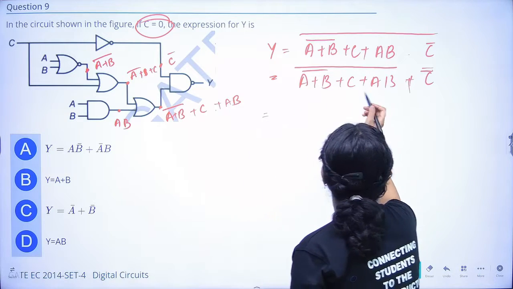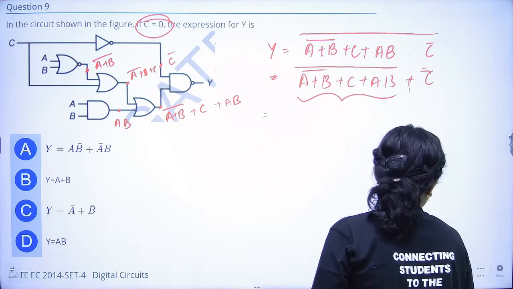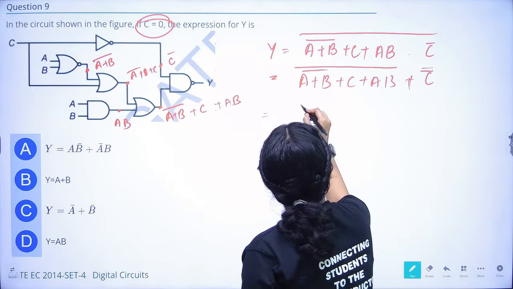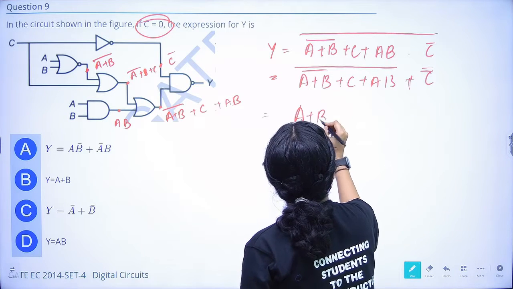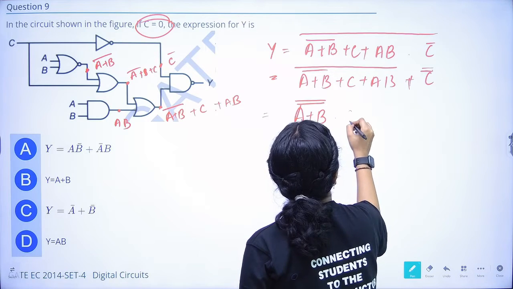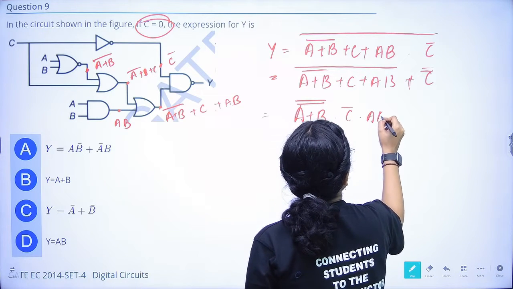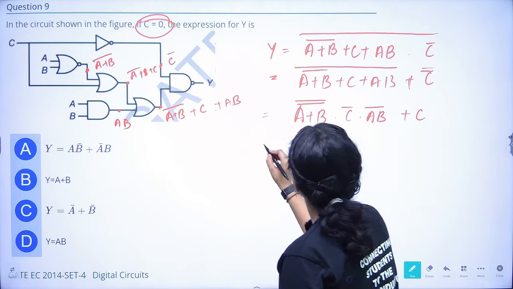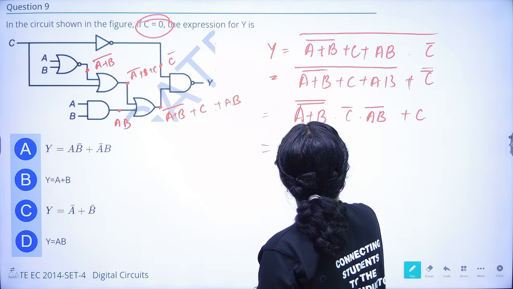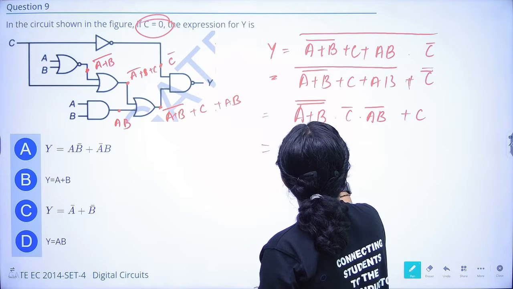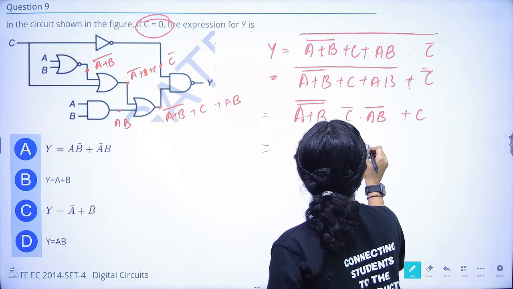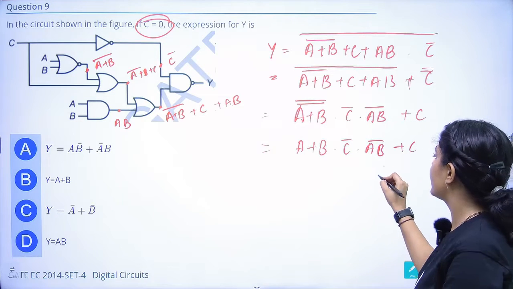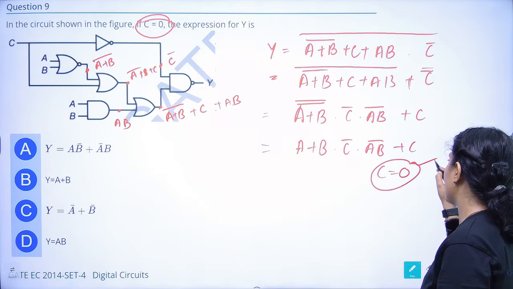Now let's apply De Morgan's here. We will see it will become A plus B bar bar dot C bar dot AB bar plus C. It's nothing but A plus B dot C bar dot AB bar plus C. Now they are saying that C is equal to 0. We can apply C equals 0.